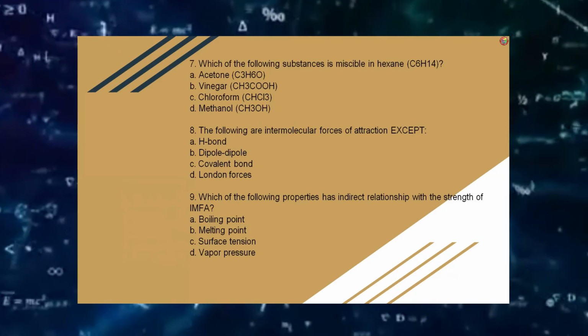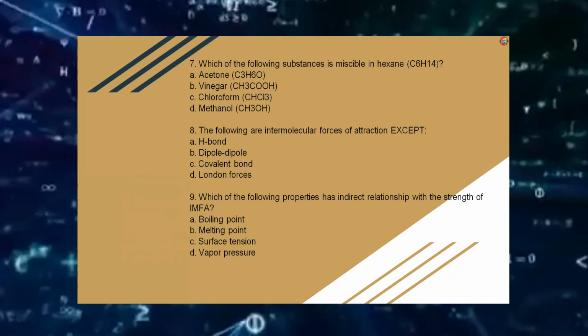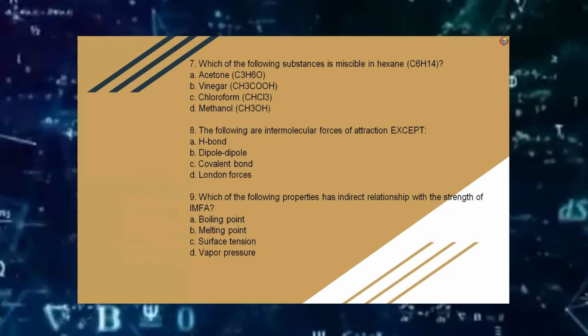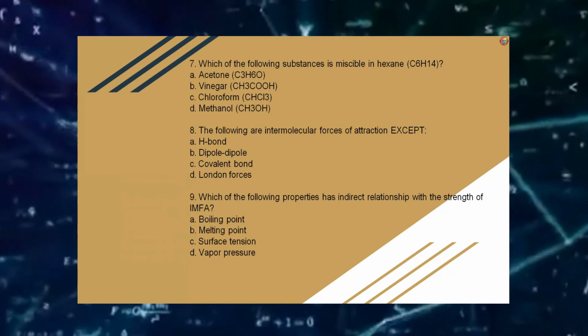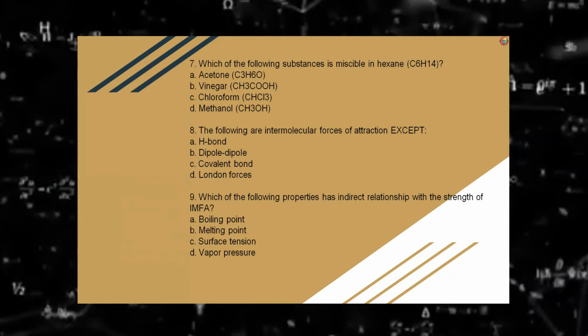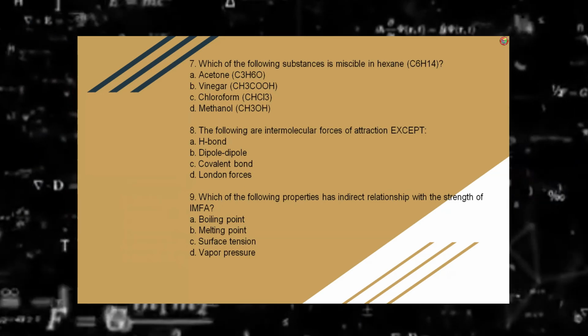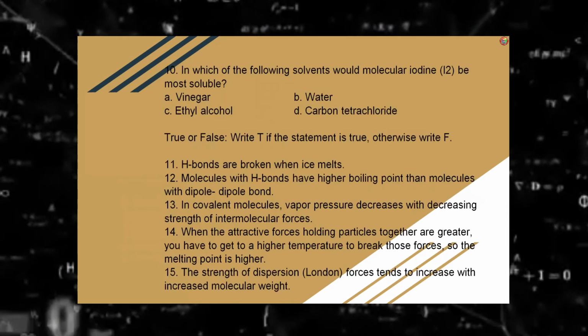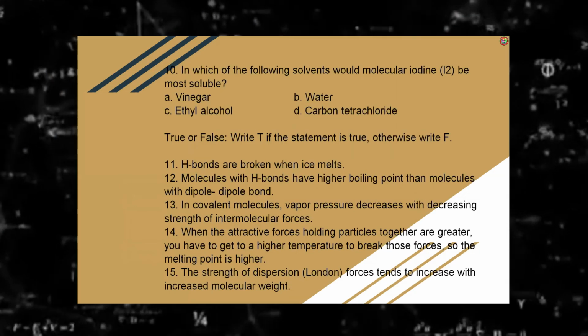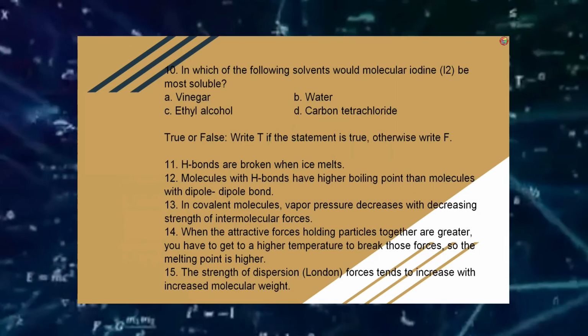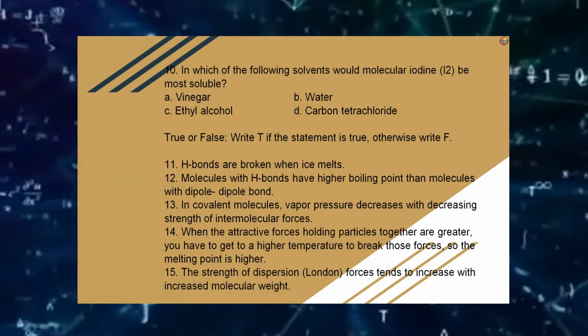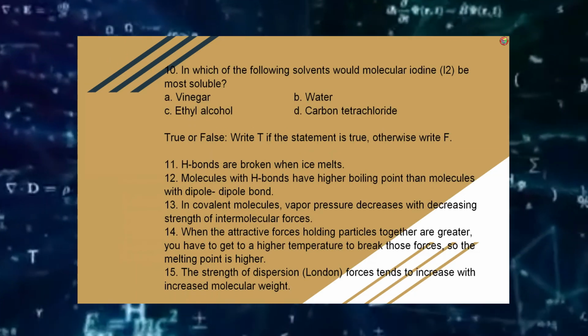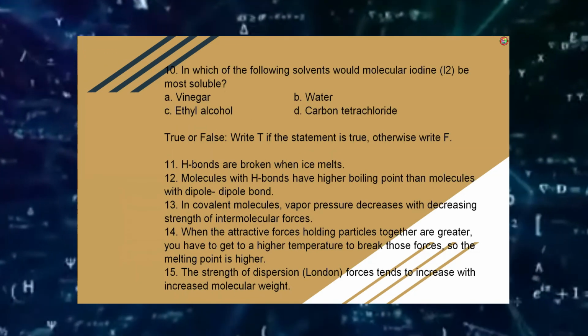9. Which of the following properties has an indirect relationship with the strength of IMFA? A, boiling point, B, melting point, C, surface tension, D, vapor pressure. 10. In which of the following would molecular iodine be most soluble? A, vinegar, C, ethyl alcohol, B, water, D, carbon tetrachloride.